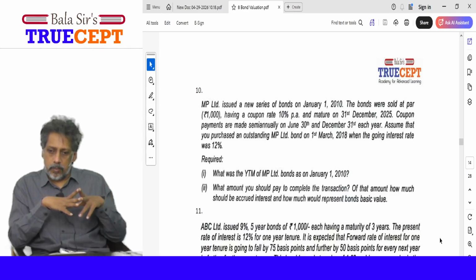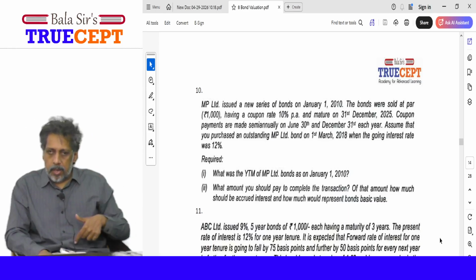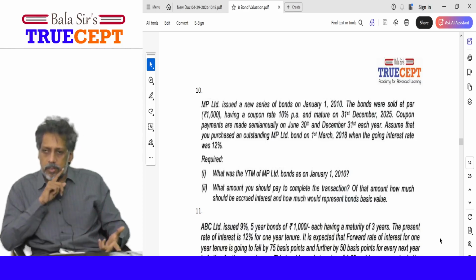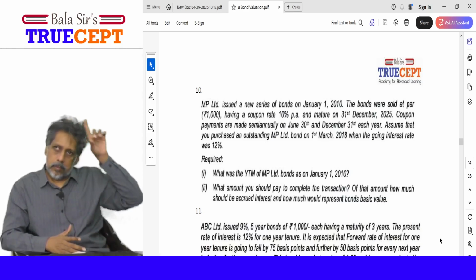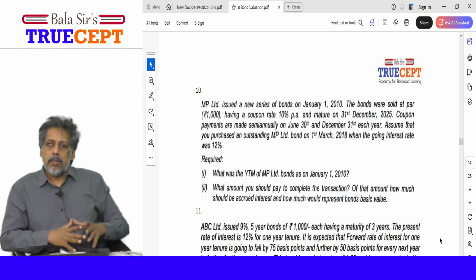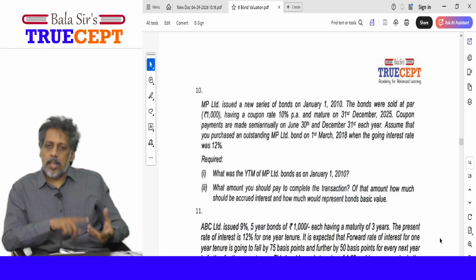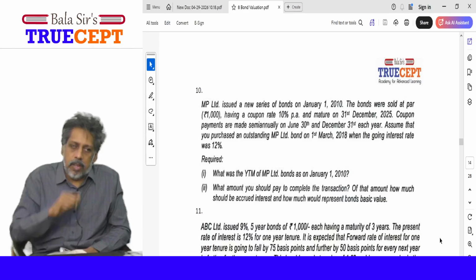Next, question number 2. What amount would you pay to complete the transaction? So what is the amount you are supposed to pay me to buy the bond on 1st March 2018? Of that amount, how much should be accrued interest and how much would represent the bond's basic price? So basically calculate the accrued interest on the amount you're going to pay me, and also calculate the clean price of the bond. Is that fine? Yes. These are the questions asked.